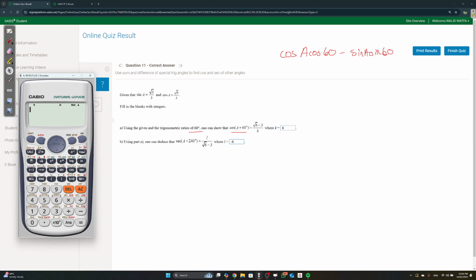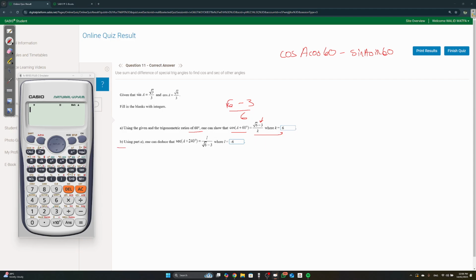Cosine A is root 6 over 3, I'll be a bit quicker with it, times cosine 60, which you can just put on your calculator, which is 0.5, minus sine A, which is root 3 over 3, times sine 60. You get minus 3 plus root 6 over 6, which is the same as this. You can just take the minus 3 to the side. This is going to become root 6 minus 3 over 6.